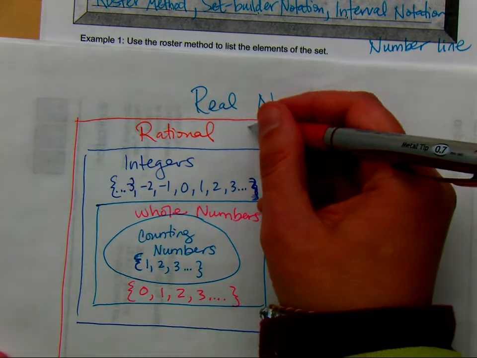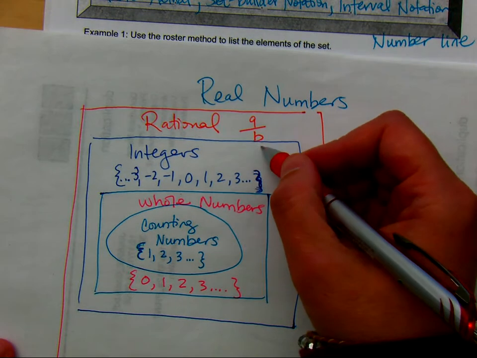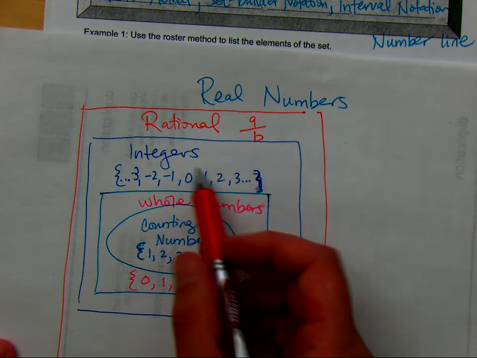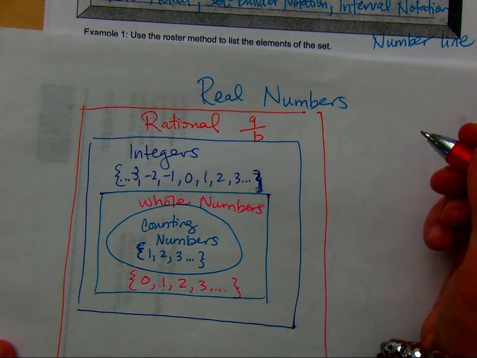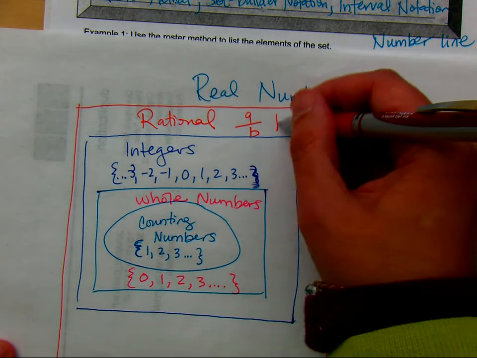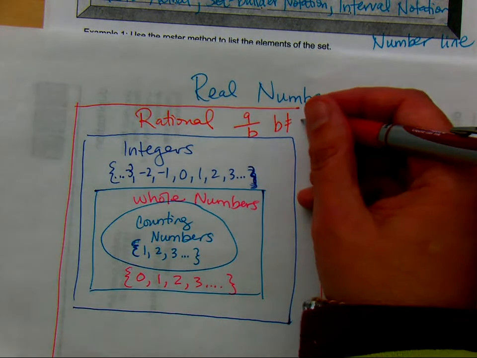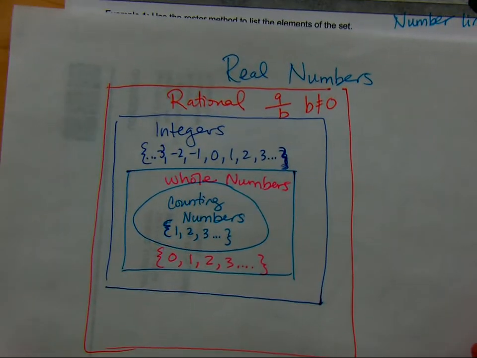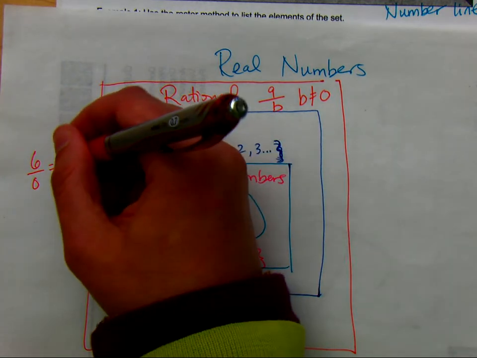And a rational number would include all fractions, a divided by b. So a and b could be integers, okay? And if you divide them, you get rational numbers. But b cannot equal what number? What number can you not ever divide by? Yes, you can't divide by 0. Okay, so if you had the number 6 and you divided it by 0, we would call that undefined.